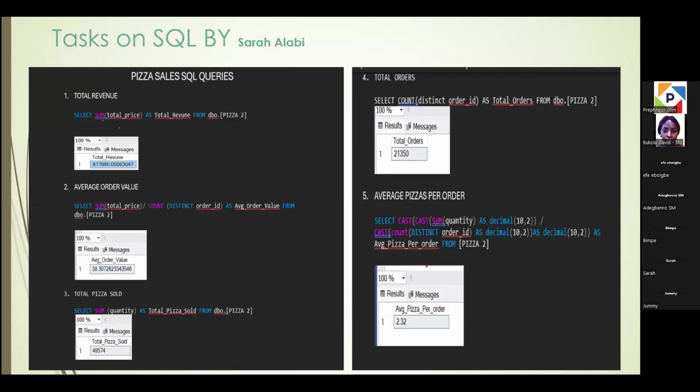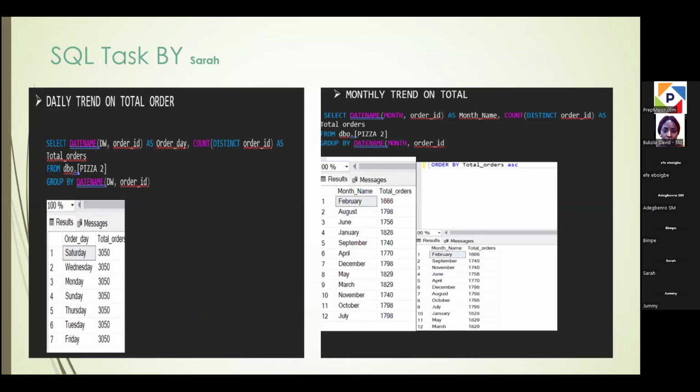Then these are my tasks in SQL. The client was trying to see what is going on in his company. This is a pizza sales query. The client was trying to see the total revenue, the average order, and the total order sales in his pizza shop. He also wanted to see the daily trend. So these are all the queries for daily trends and monthly trends that we entered through SQL.